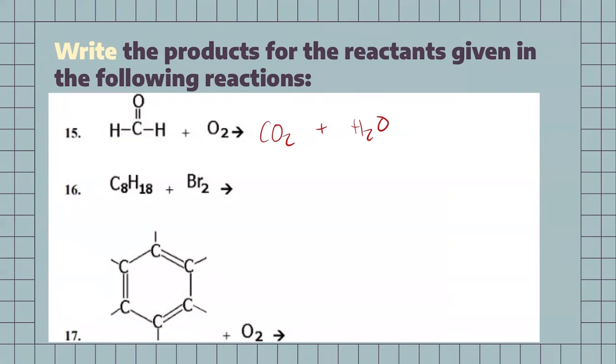Our next one, we have our alkane, and we also have our bromine. This is going to be a substitution reaction. We're going to be substituting one of the hydrogens in our alkane with a bromine, and one of the bromines here with a hydrogen. So my products would be C8H17Br and HBr. I'm only writing it like this so I don't have to draw out all of the carbons and the hydrogens.